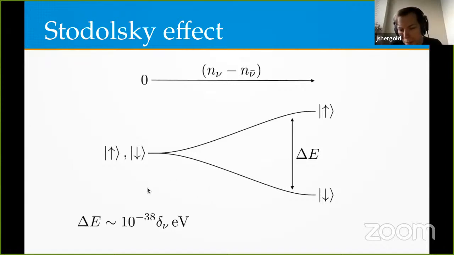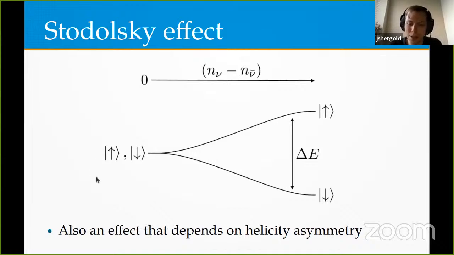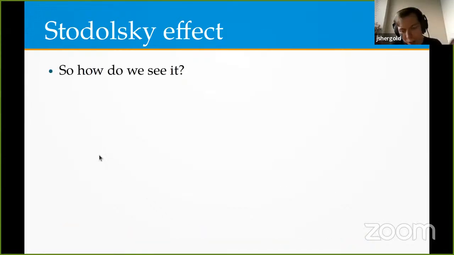To compare this with the Zeeman effect, for a 1 Tesla magnetic field, you would expect an energy splitting of something like 10 to the minus 4 electron volts. So this is 34 orders of magnitude smaller in the best case scenario. So there's absolutely no way you can see the Stodolsky effect with spectroscopic methods. So then the question is, how do we actually ever see this thing? And yeah, there's an effect which depends on helicity asymmetry, which we'll come on to a little bit more later on. So how do we see the Stodolsky effect?